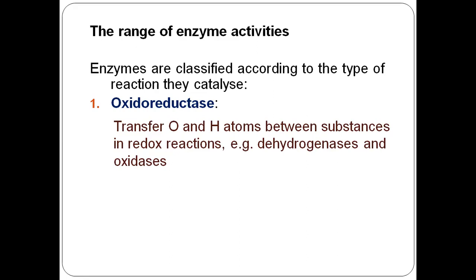What do they do? They bring about oxidation or reduction of the substrate. How? By either adding or removing electron or hydrogen from the substrate. Very common examples are dehydrogenases and oxidases, and then cytochrome oxidase, which oxidizes the cytochrome. I have just told you in the previous lecture that cytochromes are present in the electron transport chain. Oxidoreductases transfer oxygen and hydrogen atoms between substances in redox reactions. Redox reactions are those reactions that take place simultaneously at the same time.